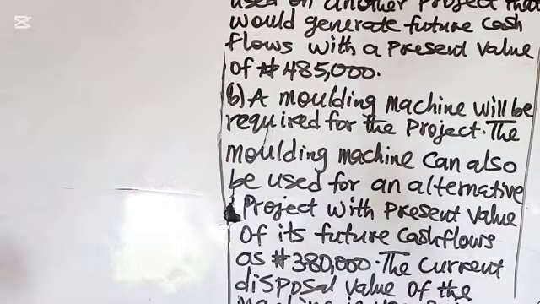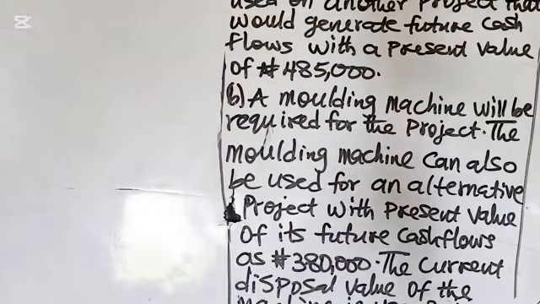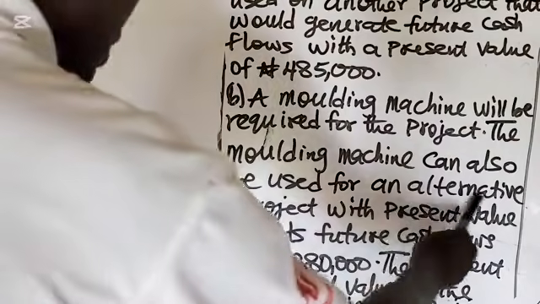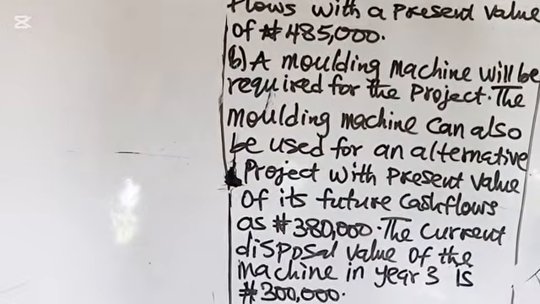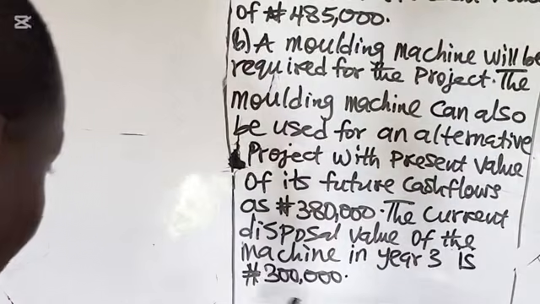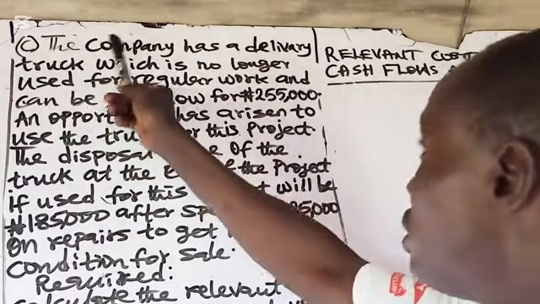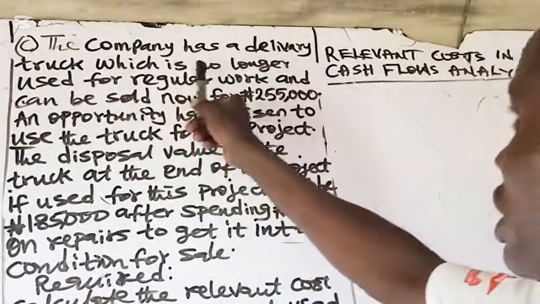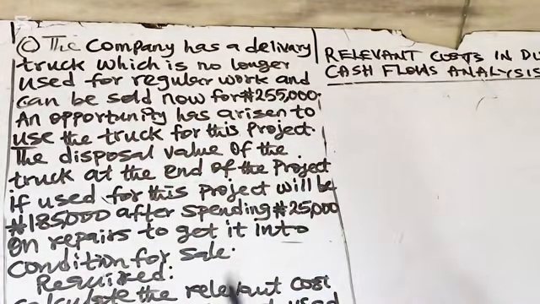B. A molding machine will be required for the project. The molding machine can also be used for an alternative project with present value of its future cash flows of 380,000 naira. The current disposal value of the machine in year 3 is 300,000 naira. C. The company has a delivering truck which is no longer used for regular work and can be sold now for 255,000 naira.